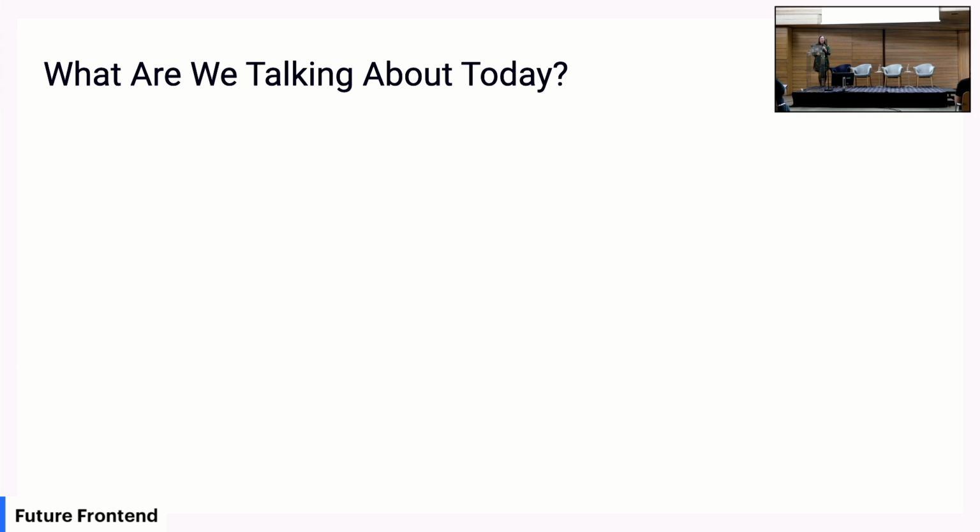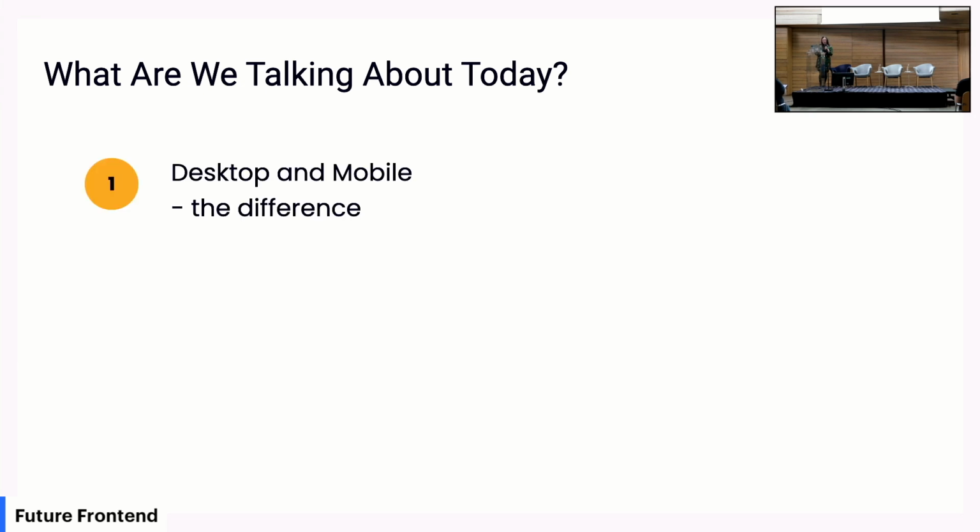So yeah, what are we talking about today? We're going to first talk a bit about differences between desktop and mobile, in general, not from an accessibility point of view. I just want to remind us all of the differences that these platforms have. And then we're going to spend the majority of the time with the actual accessibility differences and what to consider there.